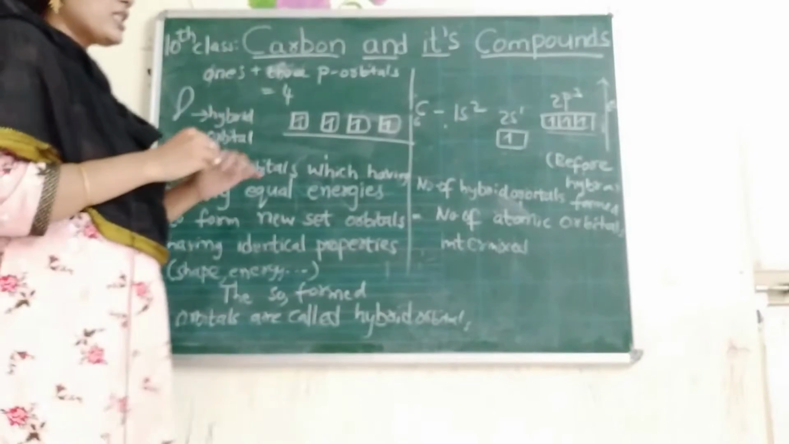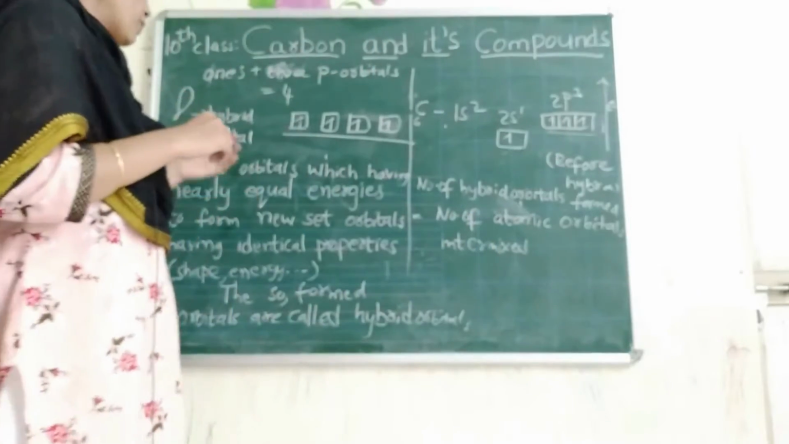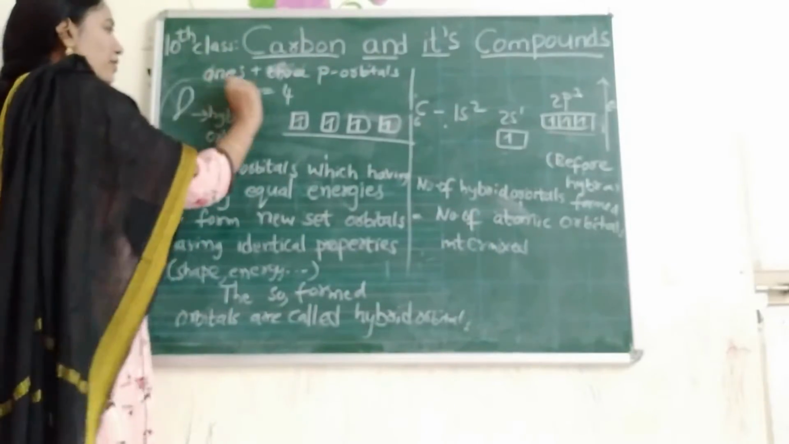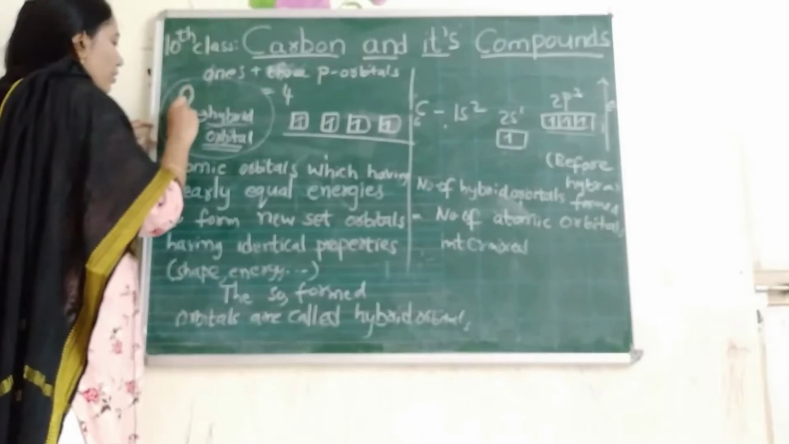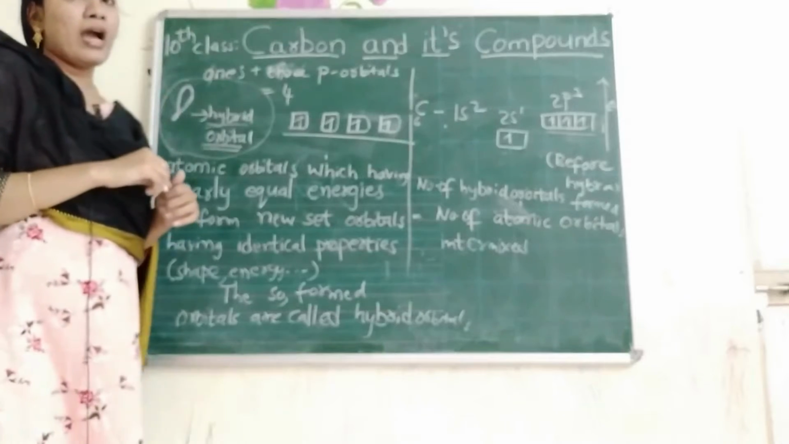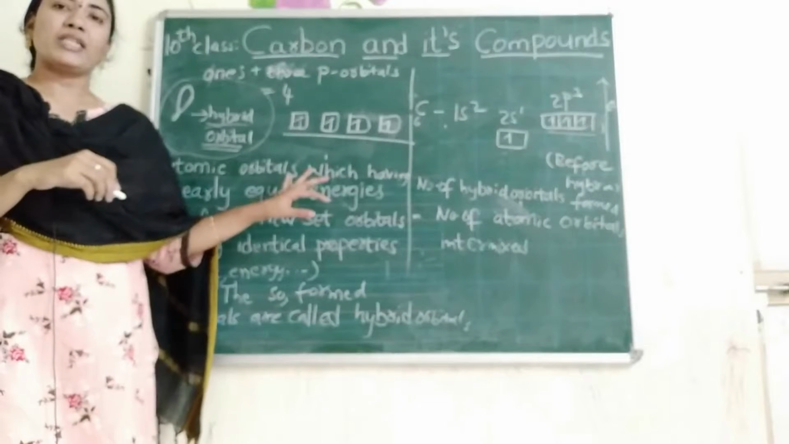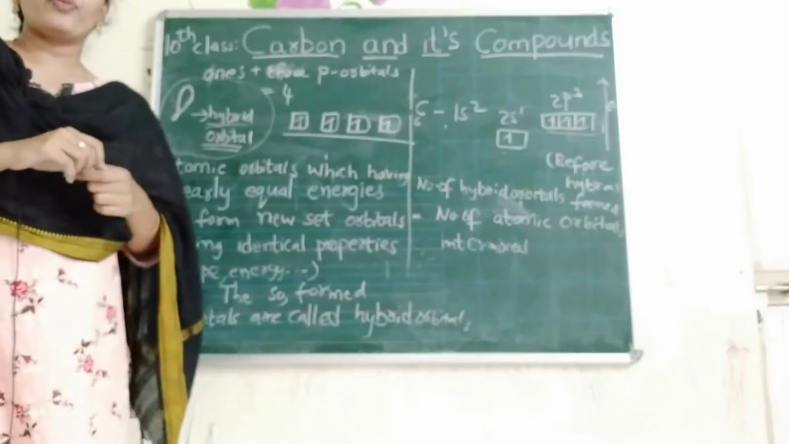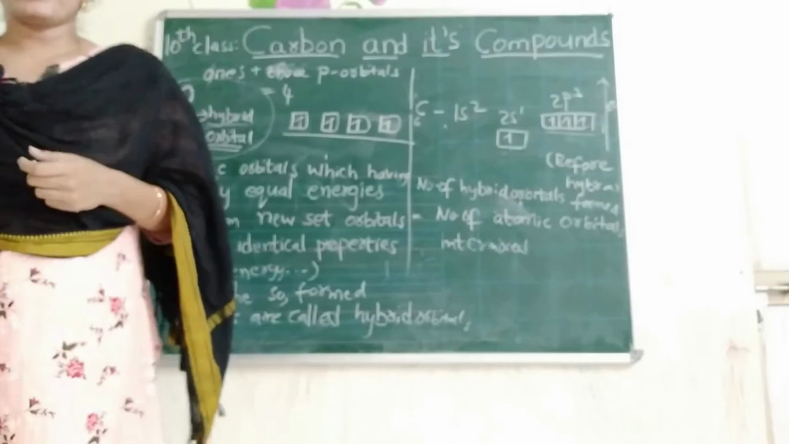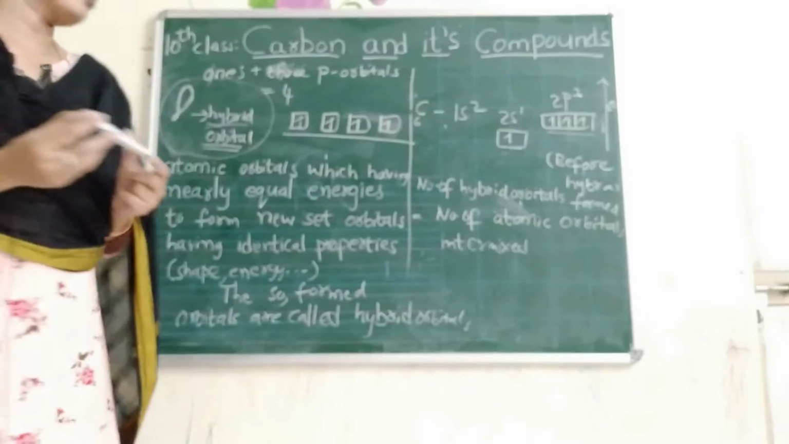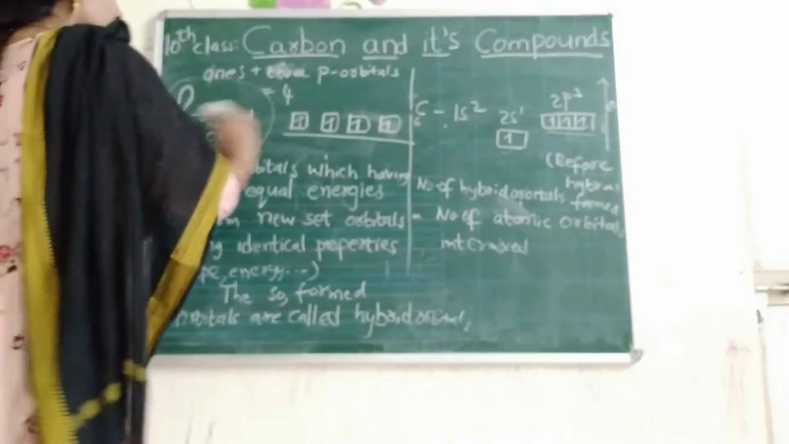Before hybridization the s orbital has a spherical shape and the p orbital has a dumbbell shape, but after hybridization all orbitals have the shape of a hybrid orbital. This is the shape of a hybrid orbital. This is about the introduction of hybridization. Now we are going to discuss what is sp3 hybridization, what is sp2 hybridization and what is sp hybridization by taking examples. Is that clear for you? Okay, next.